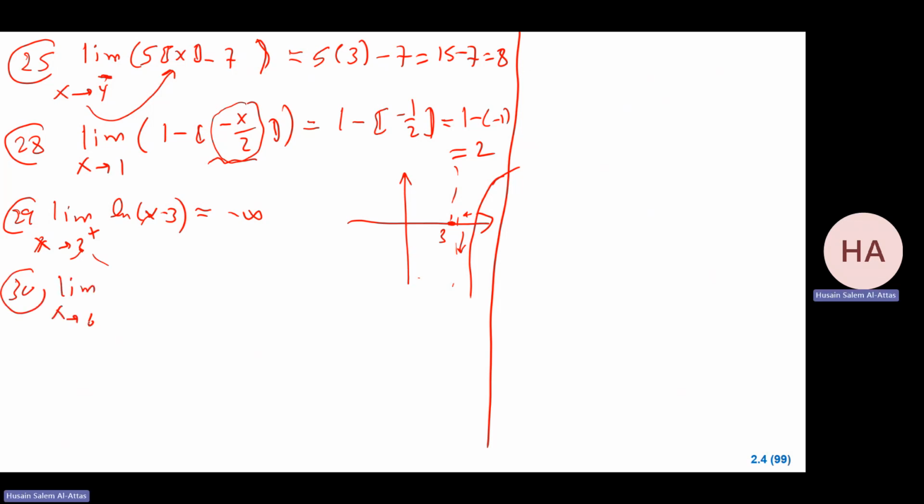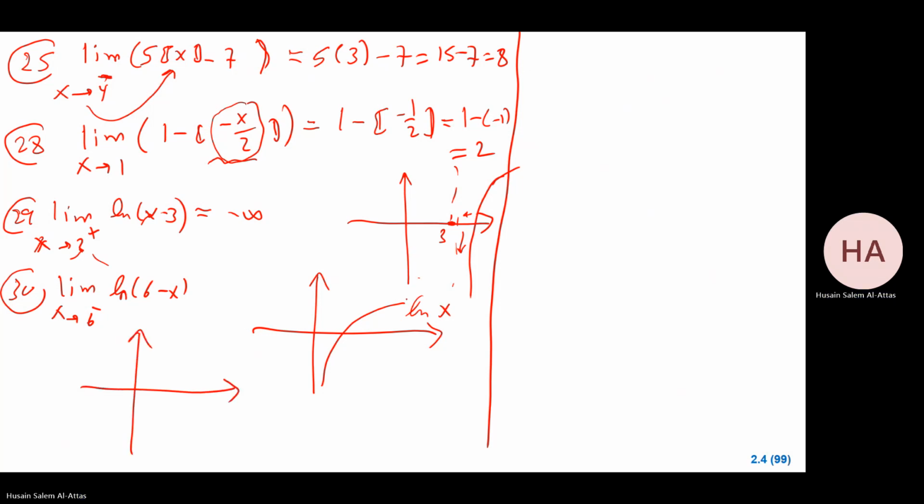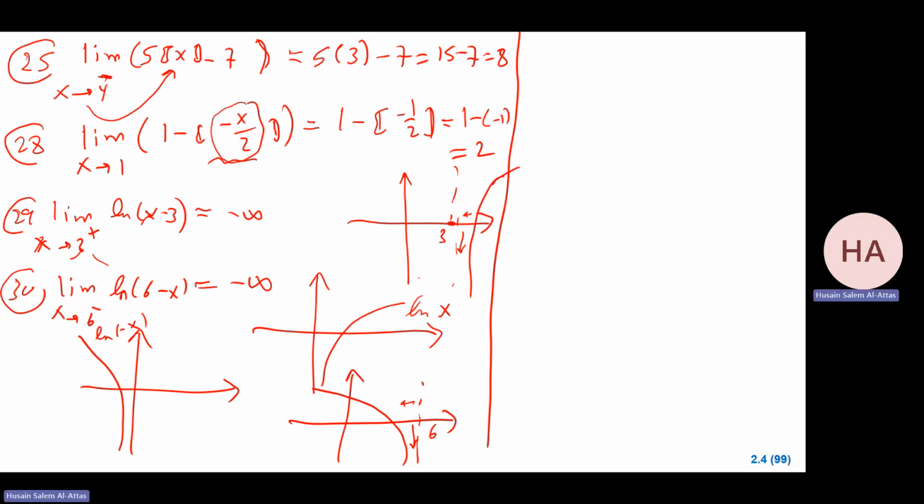Limit as it goes to 6 from left, then 6 minus x. Either you graph this one, which is, if this is len x, so len of minus x will be like this. This is len of minus x with just a reflection about the y-axis. And len of 6 minus x, it will be this shift. Now 6 from left, I'm going to where? To the same thing, minus infinity. Okay. 31.